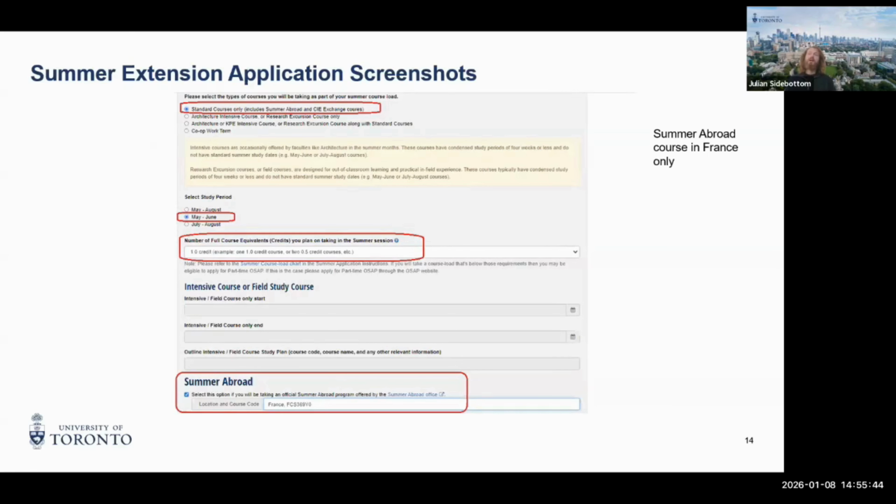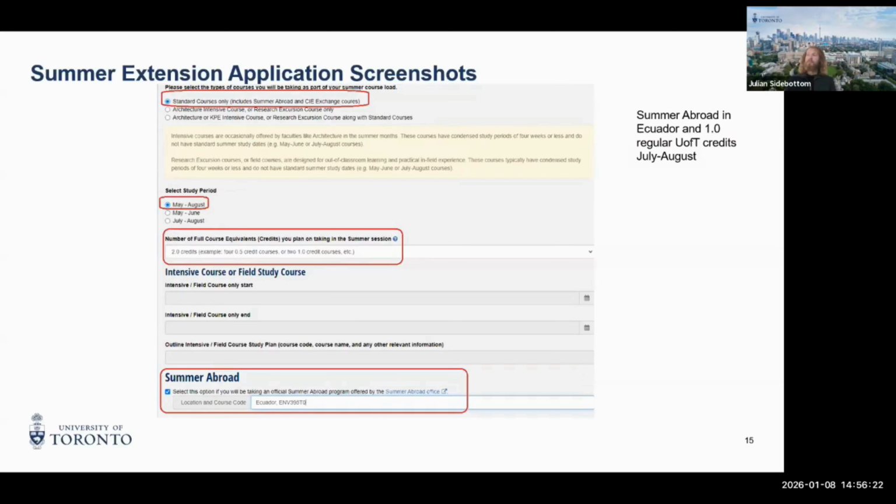Here's a screenshot from our summer abroad application. This particular course is a summer abroad course someone's taking in France. You would click at the top one, standard courses only, but that also includes summer abroad. Select your study period. It would be for the May-June session. You'd select the 1 credit, as that particular summer abroad course in France is worth 1 credit. And then at the bottom, in summer abroad, you can provide the location of your course, so France, and then the course code.